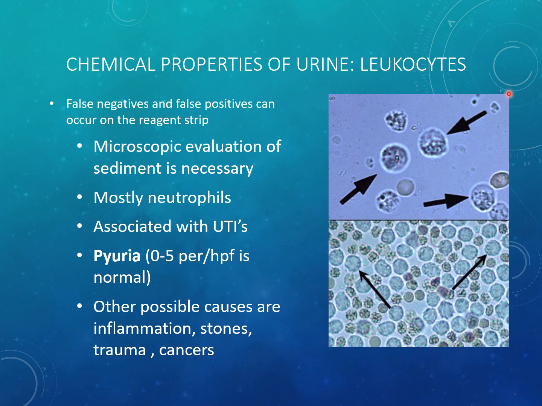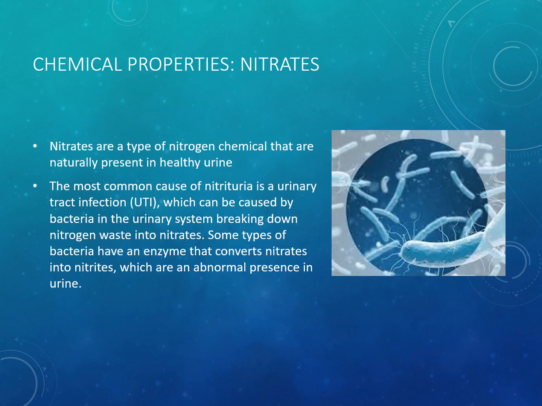However, most often when you have the white blood cells in excess like this, you will also see bacteria. And nitrates. Nitrates are also one of the squares on the reagent strip. Nitrates are a type of nitrogen chemical that are naturally present in healthy urine. The most common cause of nitraturia is a urinary tract infection. So if we have a UTI, we're most often going to see the nitrates become positive on the strip, also the leukocytes, and possibly even the blood square.